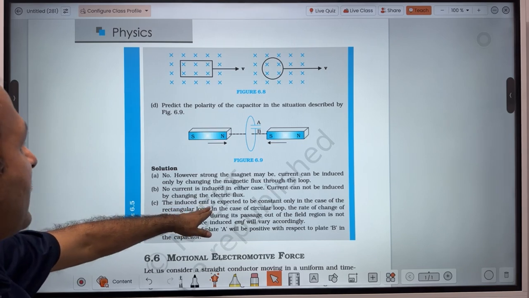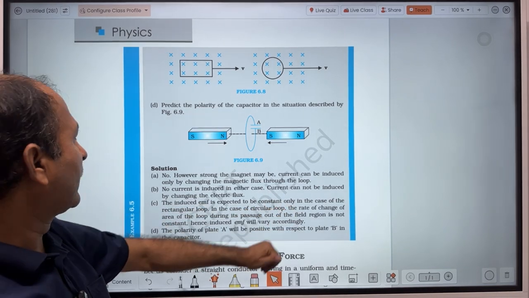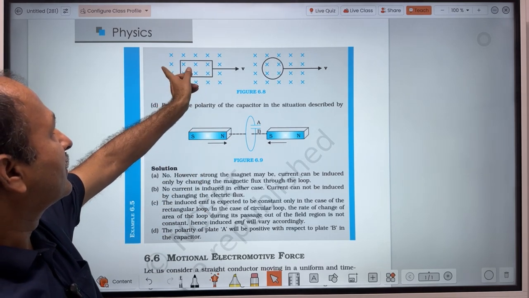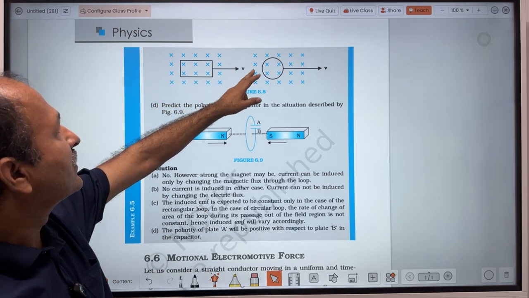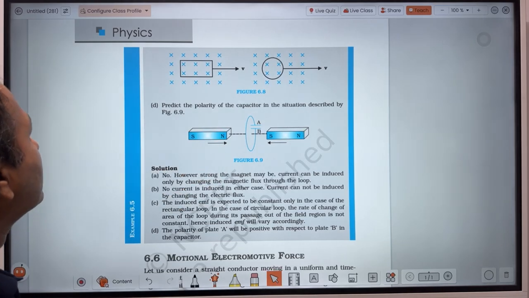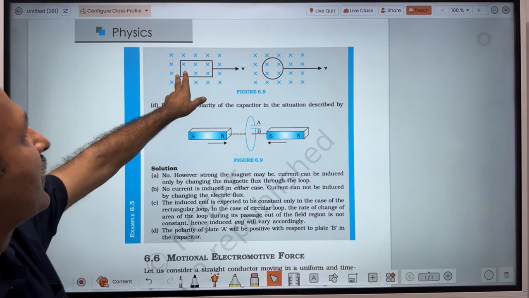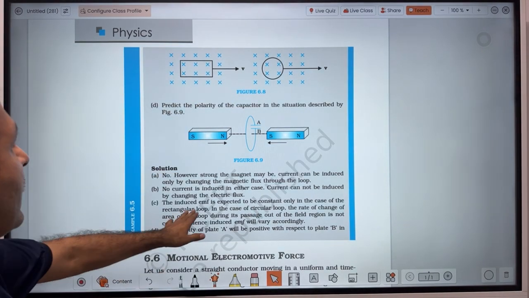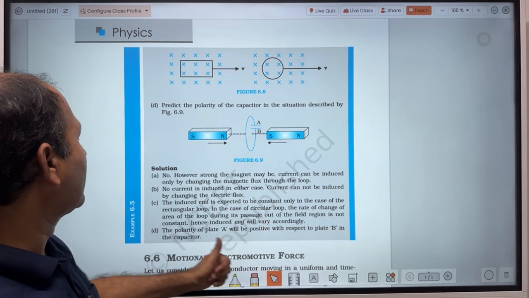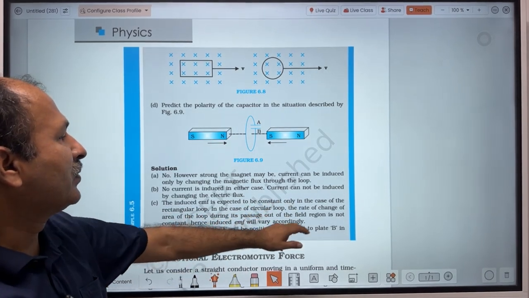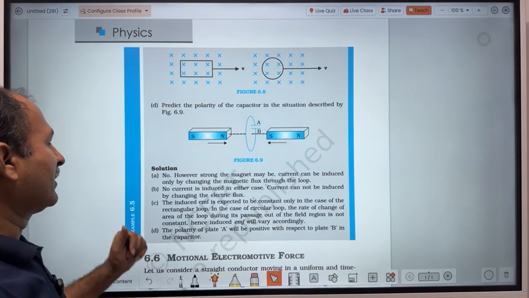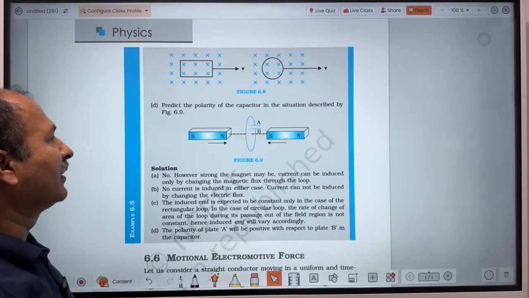So the induced EMF is expected to be constant only in the case of the rectangular loop. This is being taken out. This is also being taken out. But what is happening? Here, this is a rectangular loop. So in which case will the change be higher? The induced EMF is expected to be constant only in the case of the rectangular loop. In the case of the circular loop, the rate of change of area of the loop during its passage out of the field region is not constant. Hence, the induced EMF will vary accordingly.